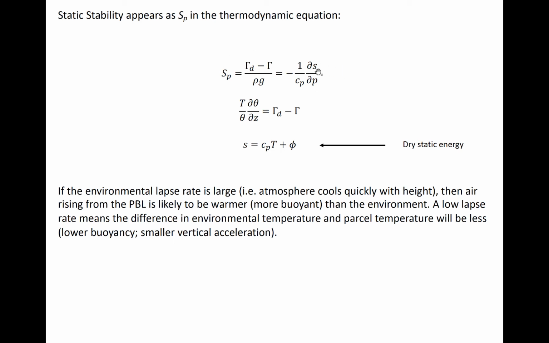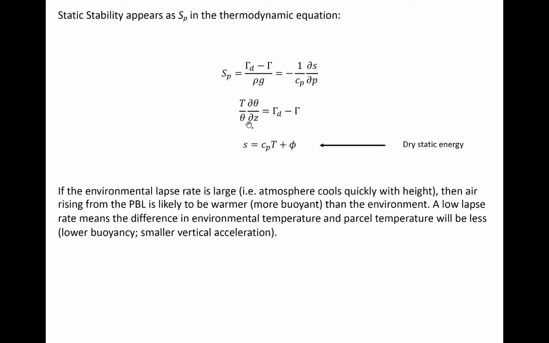The static stability parameter, which is S sub p, in the thermodynamic equation is proportional to the difference between the dry adiabatic lapse rate, which is close to 9.8 Kelvin per kilometer, and the environmental lapse rate, which varies in time and space. We've defined S sub p to be generally positive, so that when the environmental lapse rate is less than dry adiabatic, positive S sub p corresponds with upward motion and warming by condensation. The difference in lapse rate can also be expressed as proportional to the vertical gradient in potential temperature.